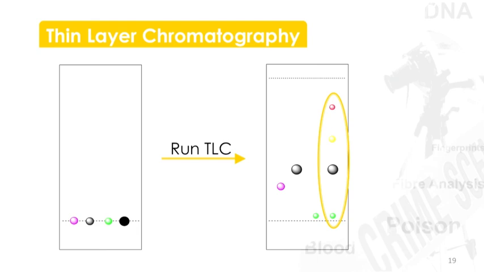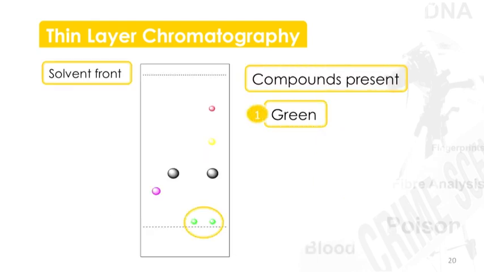Well, we can see that the green standard corresponds to a spot in the mixture. So we can say probably the green compound is there. The black standard compound also matches a spot in the mixture. So we can say probably or possibly that compound is in the mixture. The pink standard compound, you can see, does not correspond to any spot in the mixture. So now we can be quite clear. We can say that that pink compound is not present in this mixture that we're analyzing. At least it's not present within the sensitivity of this particular technique.